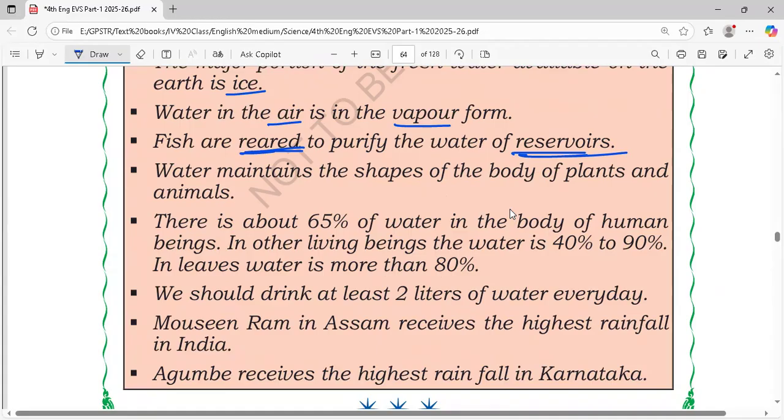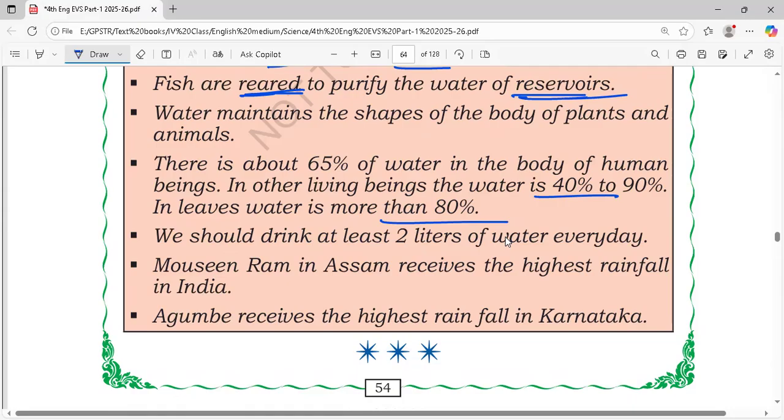Water maintains the shape of the body of plants and animals. There is about 65% of water in the body of human beings. In other living beings, water is 40% to 90%. In leaves, water is more than 80%. Yes, we should drink at least 2 liters of water every day. This is for children. For a normal human being, we should drink 4 to 5 liters every day.